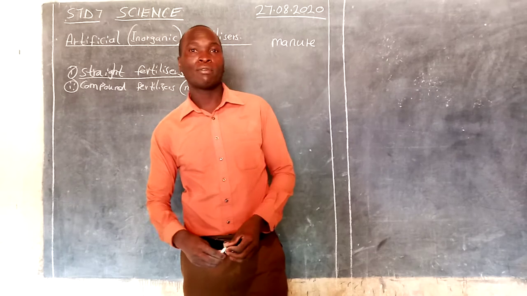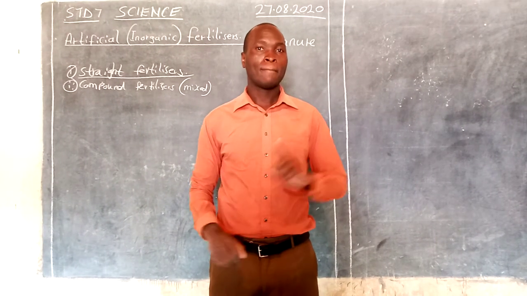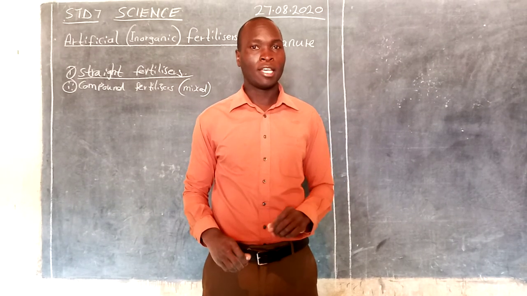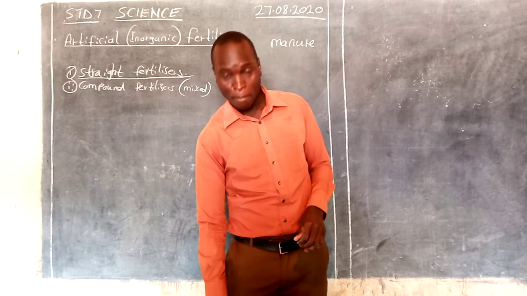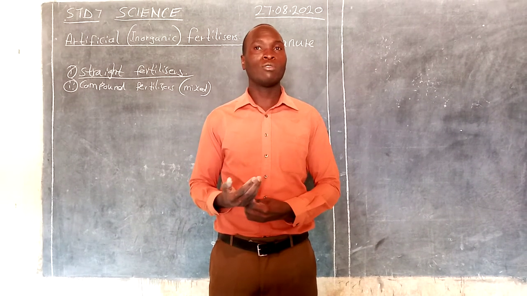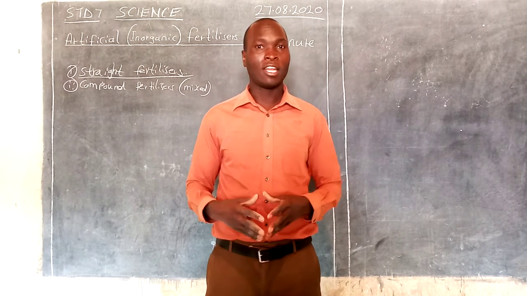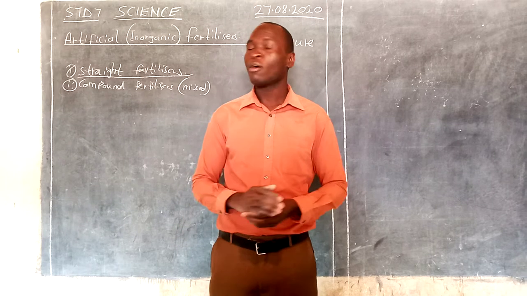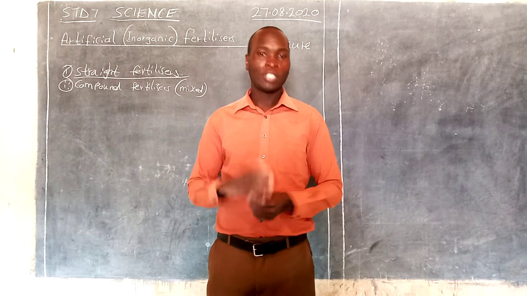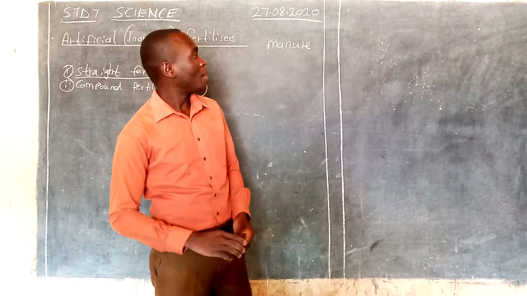These ones normally provide the plants with only one macronutrient. When we talk of macro, we mean the major. I hope you still remember the major nutrients required by plants. These are those nutrients required by plants in large quantities or in large amounts. We talked about 9 macronutrients. Quickly, let us try to remind ourselves of these macronutrients.